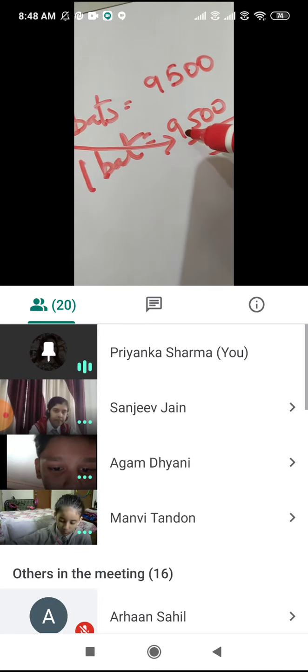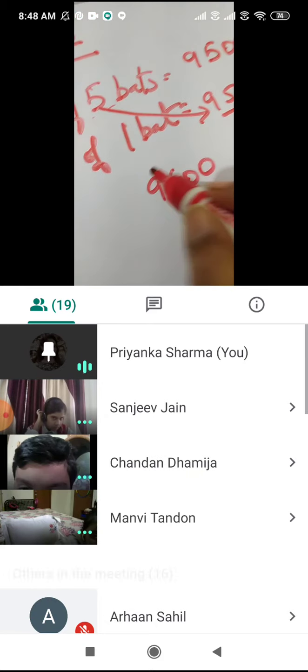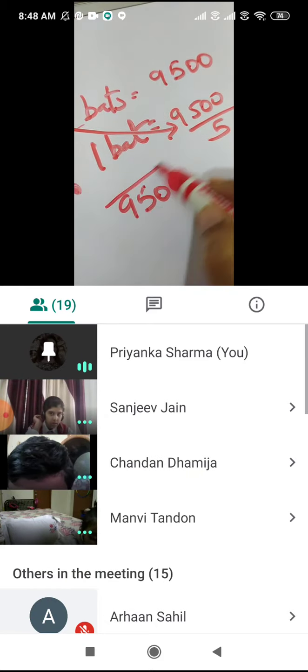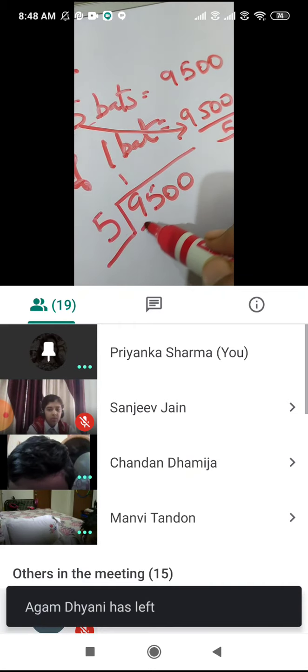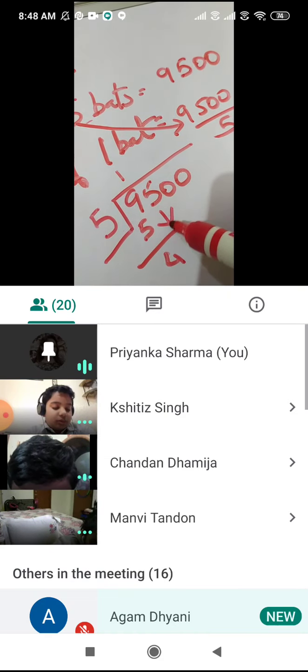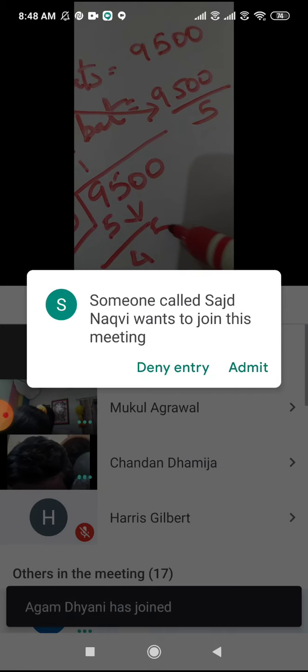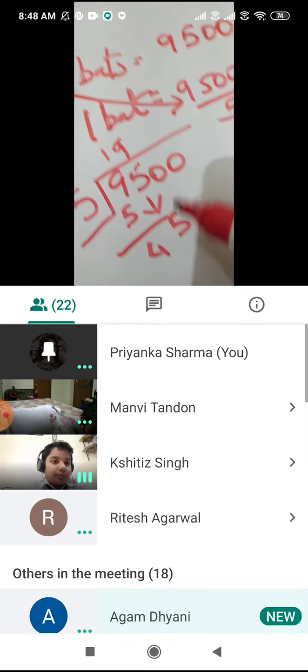Okay. So 9500, you can cut also, you can divide also. It's your wish. We can divide by 5. 5 ones are 5. How much is left? 4. Then we will copy another number, that is 5. How, 5 nines are 45.